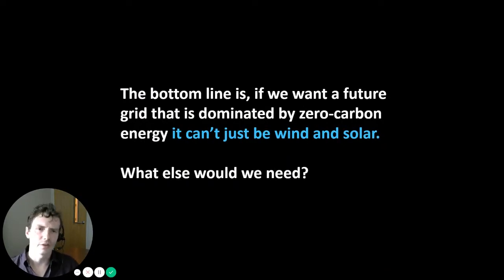So all of this is to say that the bottom line is, if we want a future grid that is dominated by zero carbon energy, it can't just be wind and solar. Those resources by themselves are not sufficient to provide reliable electricity in modern AC power systems. So then the question is, what else would we need in addition to wind and solar to make sure we get a grid that is dominated by zero carbon, but also one that is reliable?